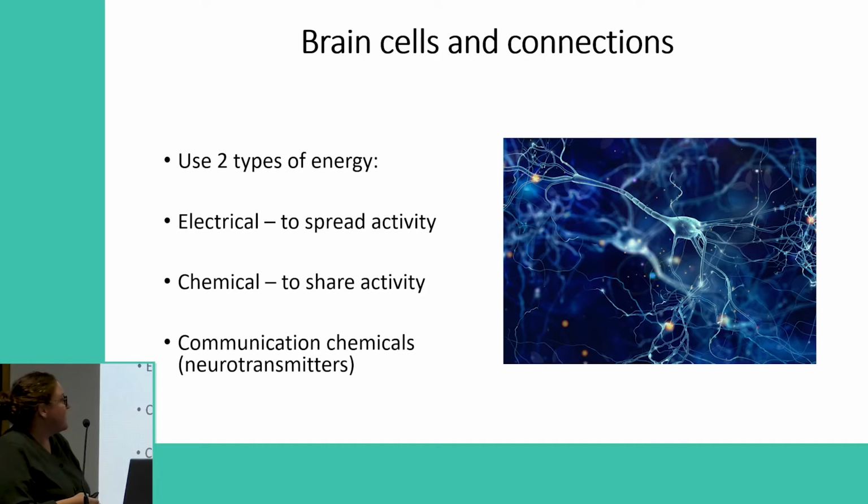Sometimes you'll hear about different disorders being called a chemical imbalance in the brain, and that really means that the levels of neurotransmitters are a bit out of balance, and that can lead to various different diseases and disorders.